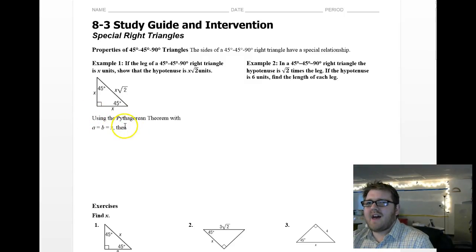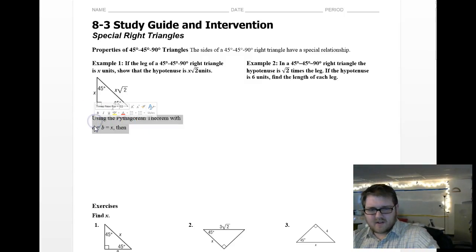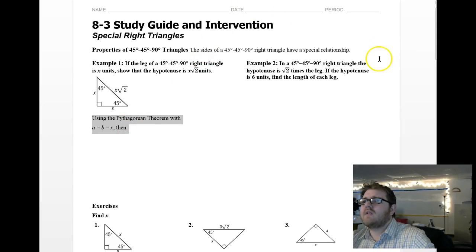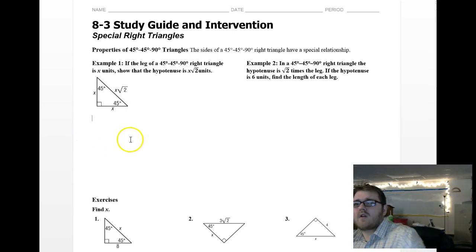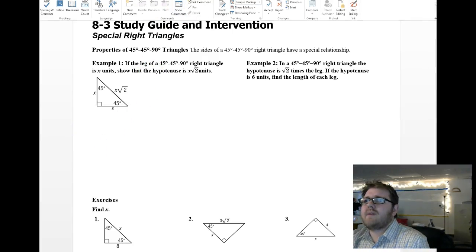It's not going to match what we have here, so I'm going to erase this. Get the pen up there.